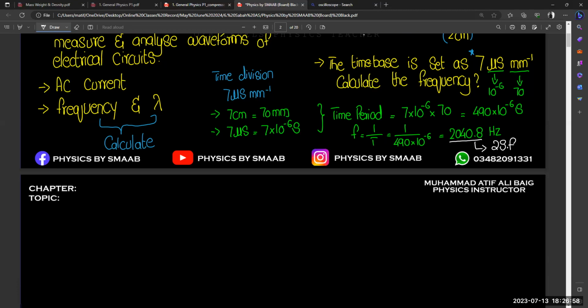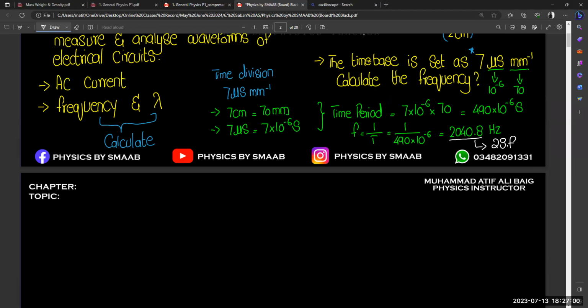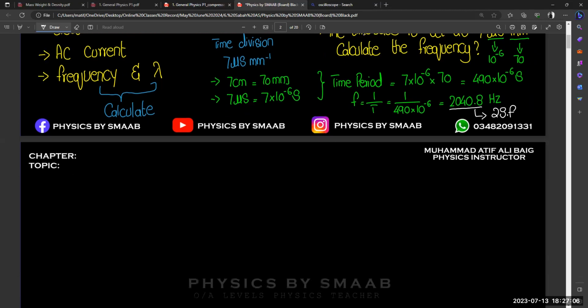Okay. So you need to convert this into two significant figures. So you need to shift this decimal point towards the left-hand side. So your final answer will be equal to 2.0, 2 point, wait.